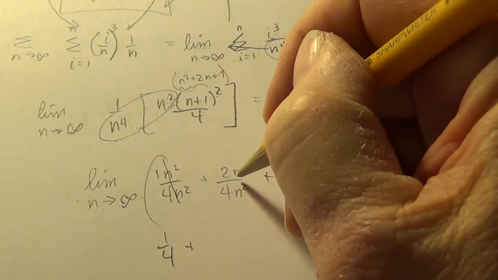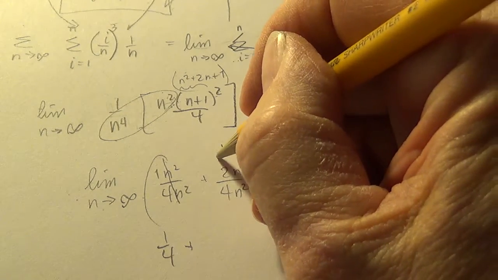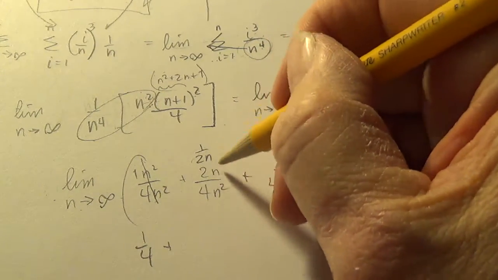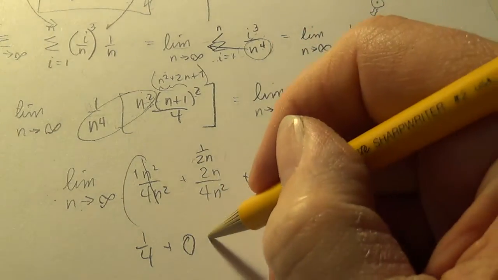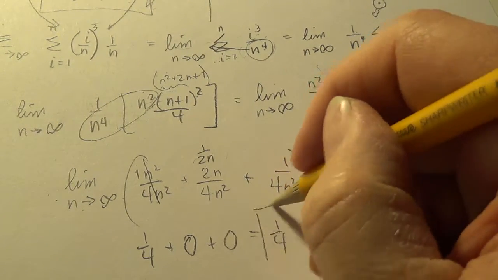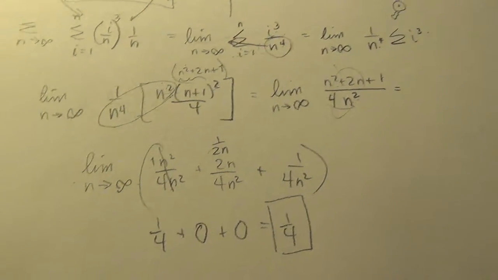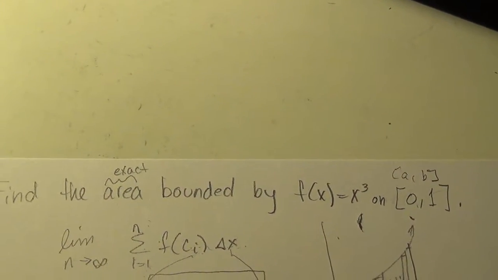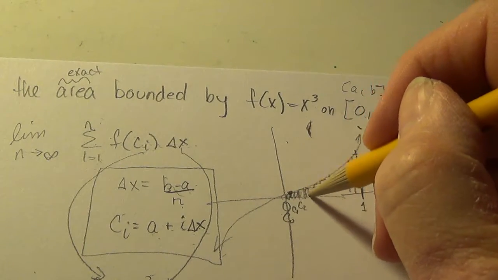And you'll recall that this simplifies to 1 over 2n. And as n goes to infinity, the denominator gets infinitely large, so this whole expression goes to 0. And same for this one. So I got 1/4 for my answer. All right. So that was pretty cool, that we have the exact answer of the area bounded right in here. This area is 1/4.